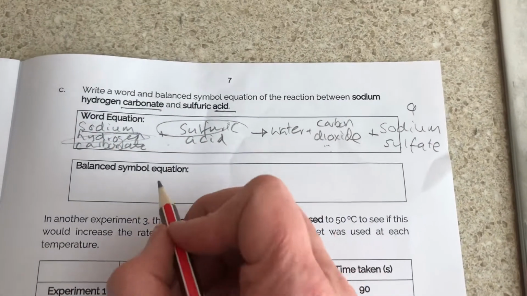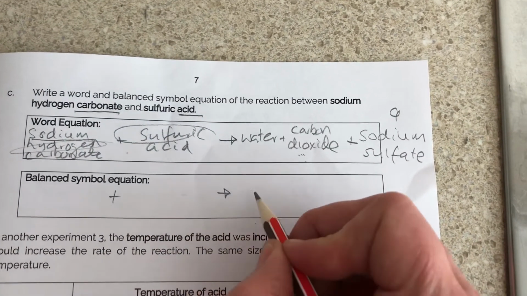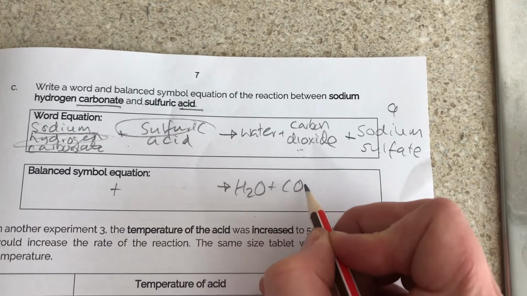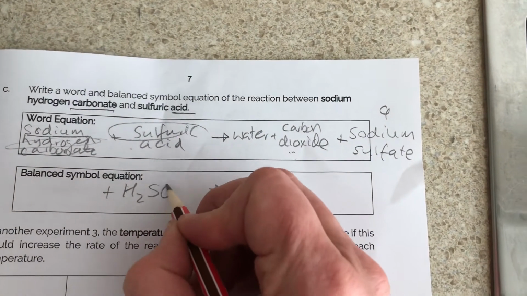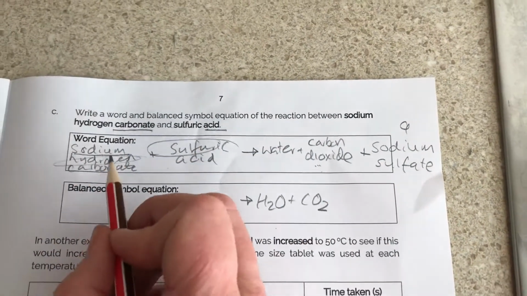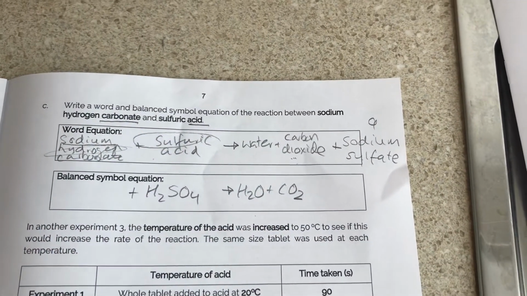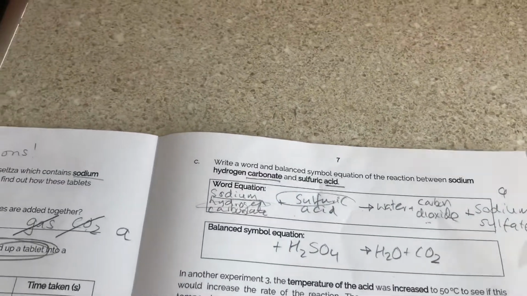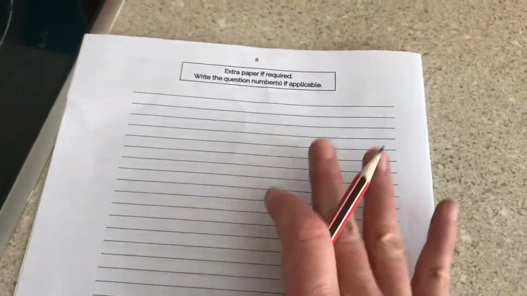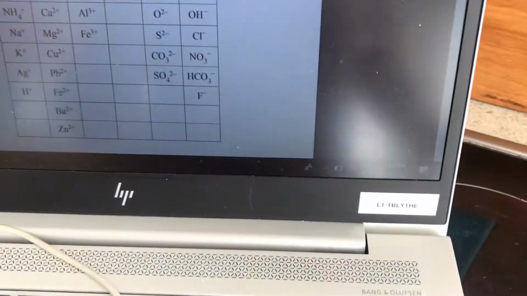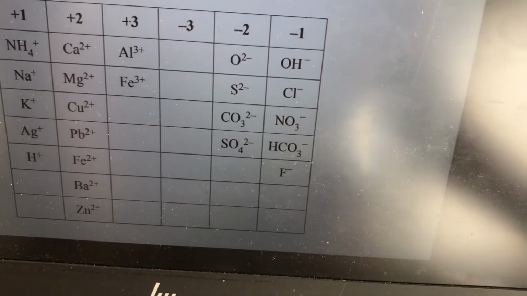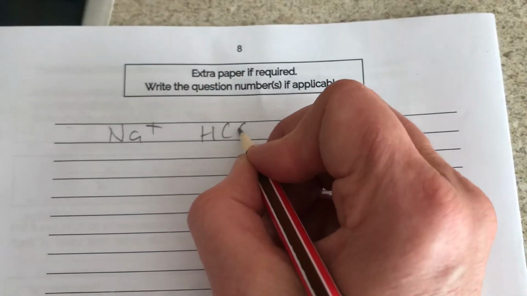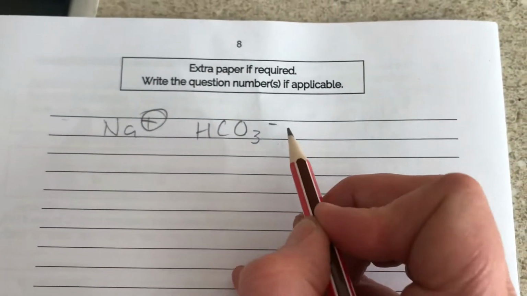Okay, let's write in our symbols now. So starting off with H2O and CO2. Acids, we should have memorized. There is a little bit of memorizing. H2SO4. And then we've got our two ionic compounds that we need to go get our table of ions, and I'm actually going to turn this over, and I'm going to use this as my scrap paper. So I want sodium hydrogen carbonate, sodium, which is Na+, and hydrogen carbonate, which is HCO3 minus. And luckily for me, that's 1 plus and 1 minus.